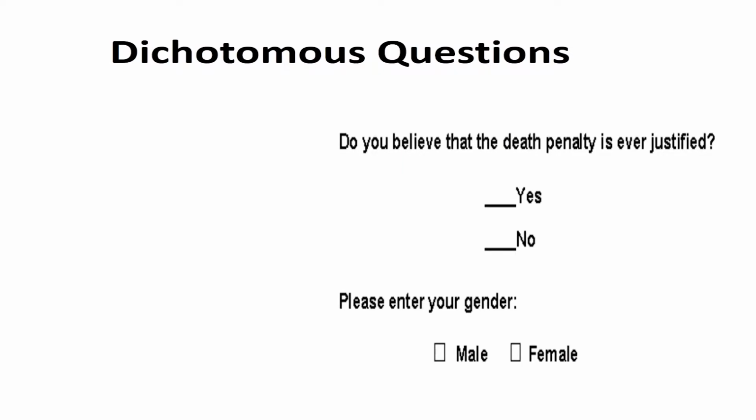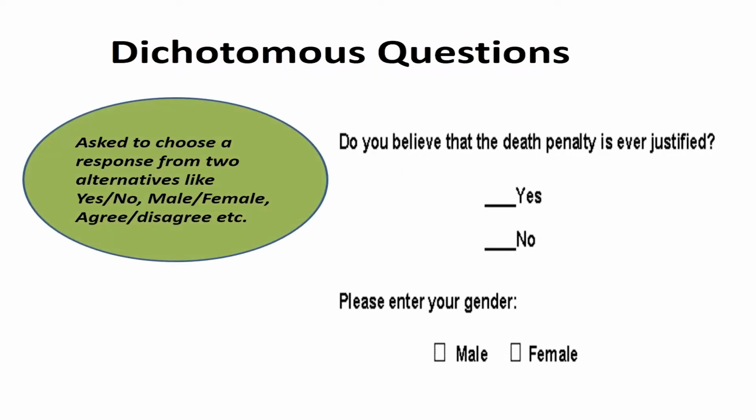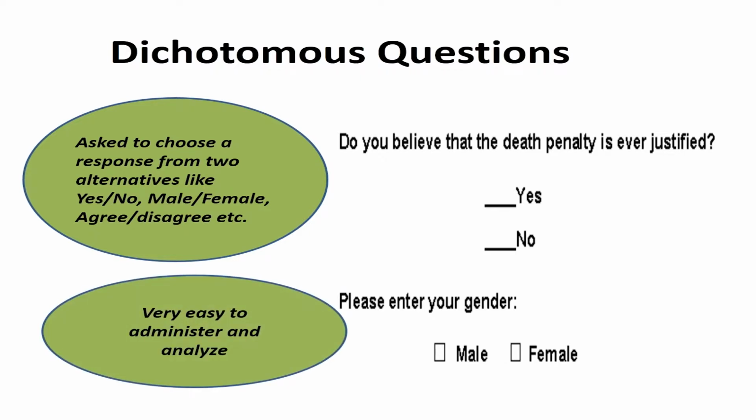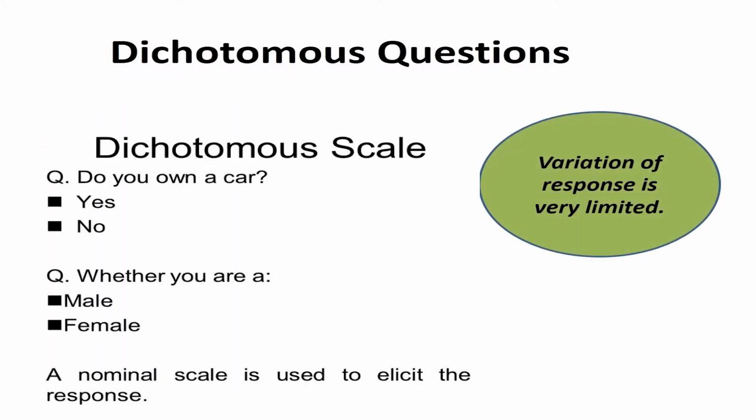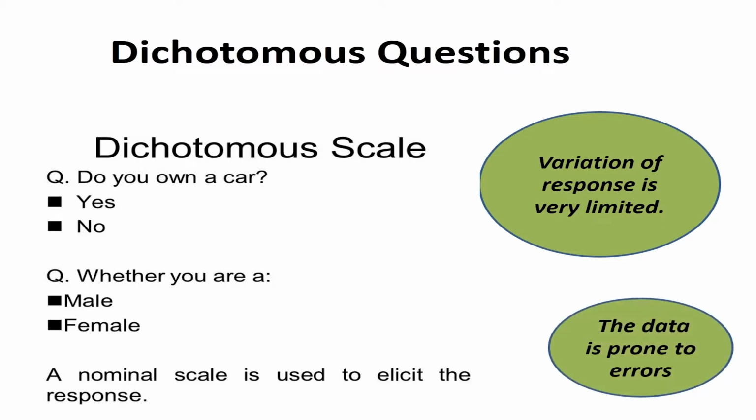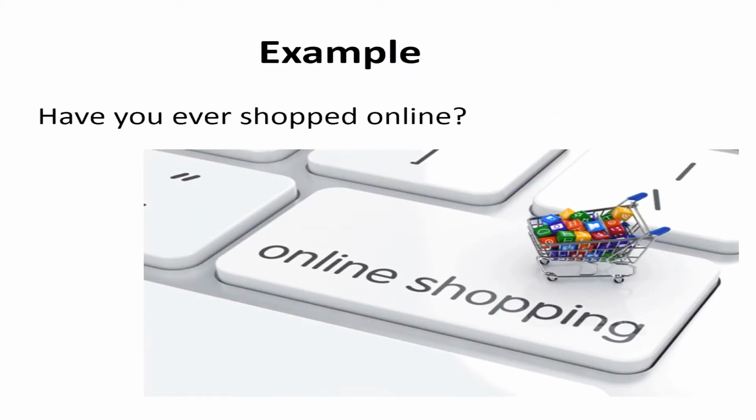In this type of questions, the respondents are asked to choose a response from the two alternatives, like yes or no, male, female, agree, disagree, etc. This is very easy to administer and analyze as variation of response is very limited and the data is not prone to errors. An example of such type of questions is, have you ever shopped online? For these questions, there can be two options. The first is yes, and the second is no.